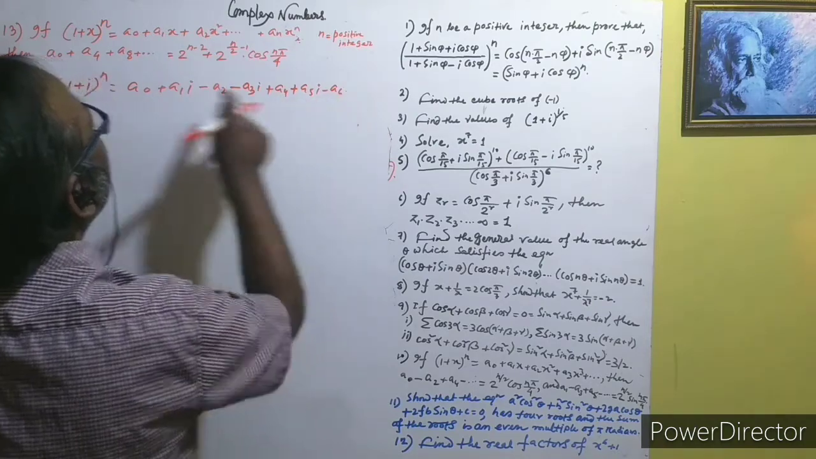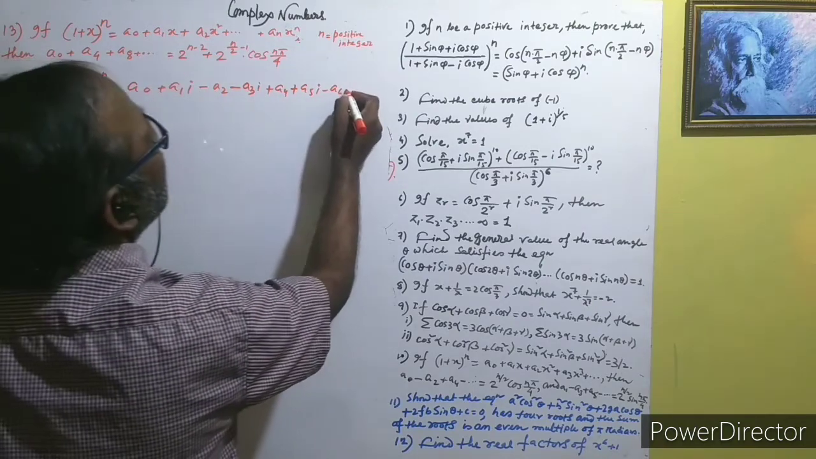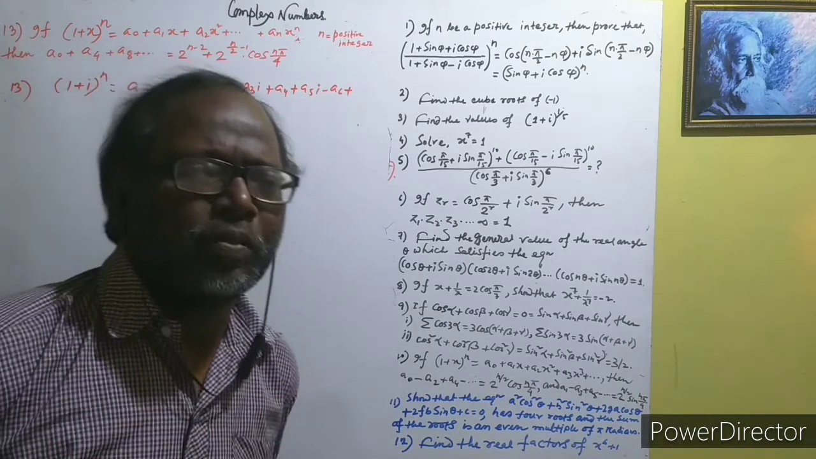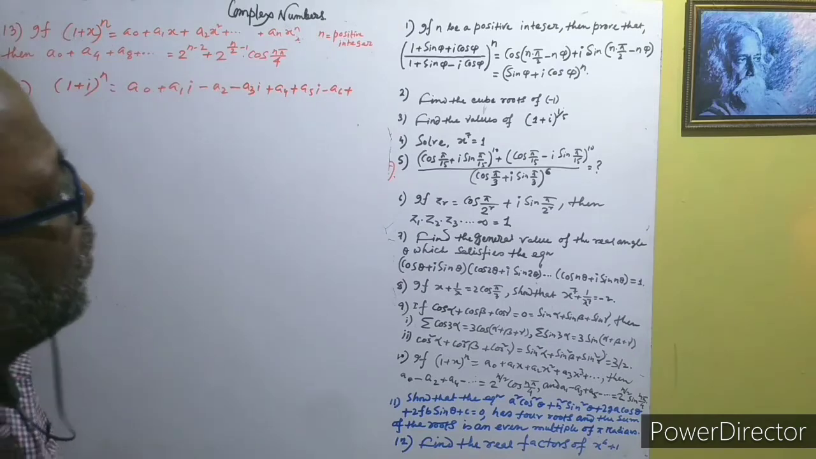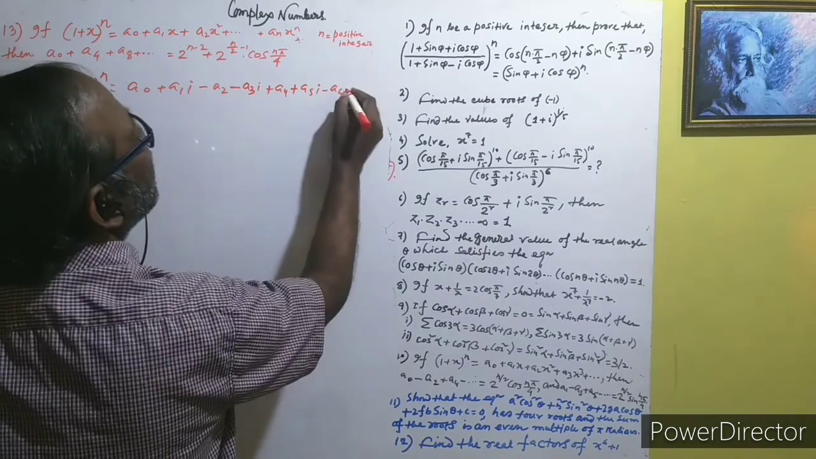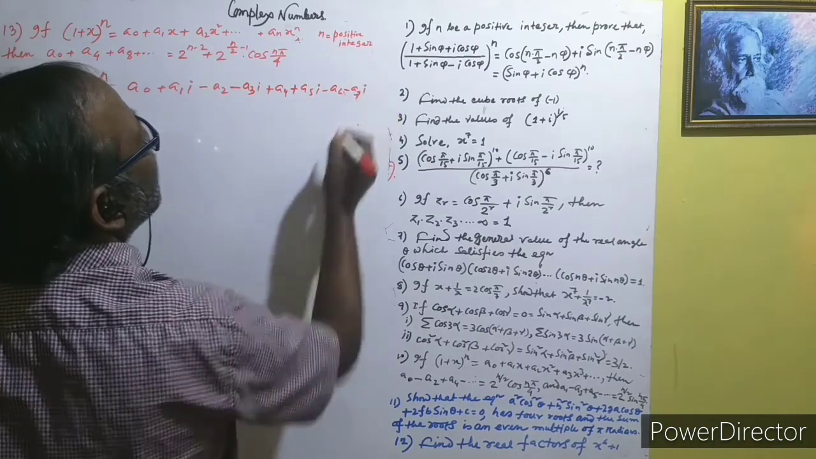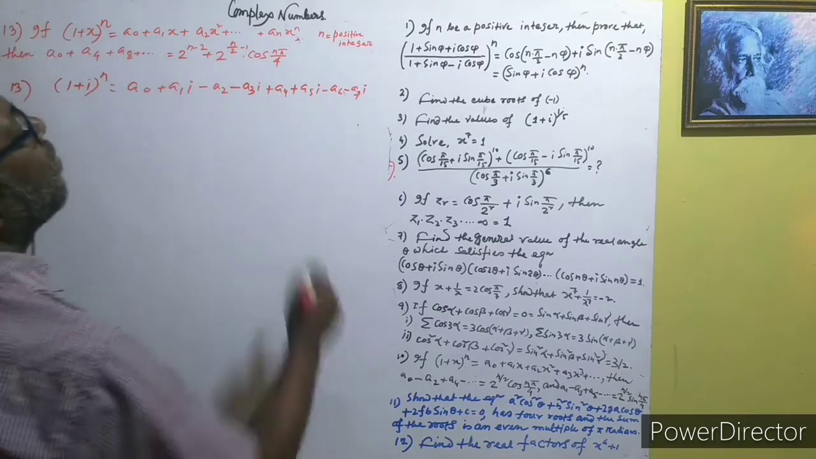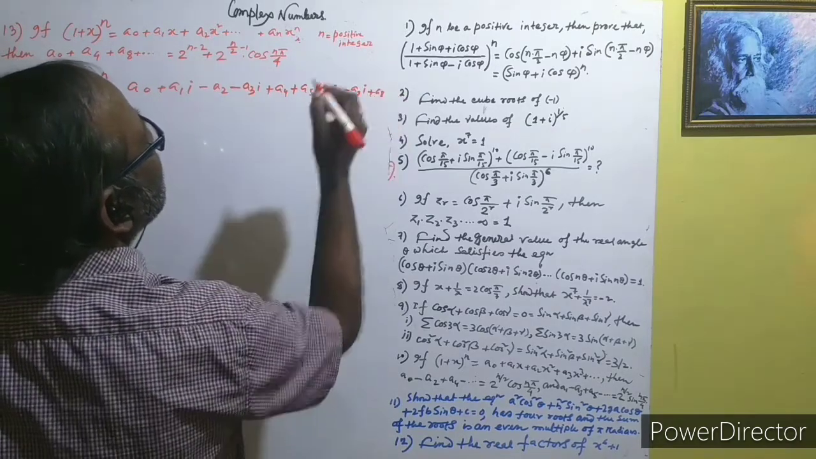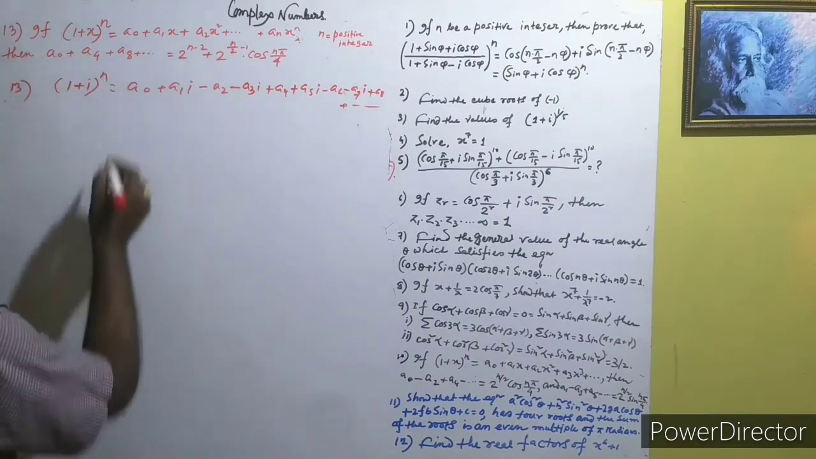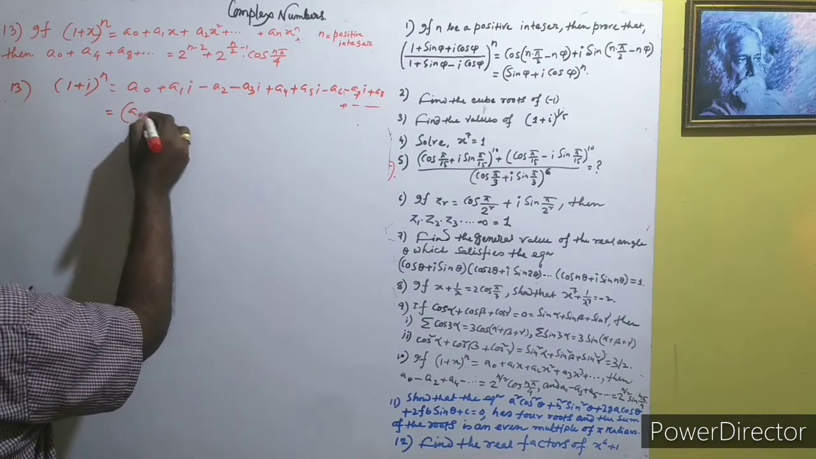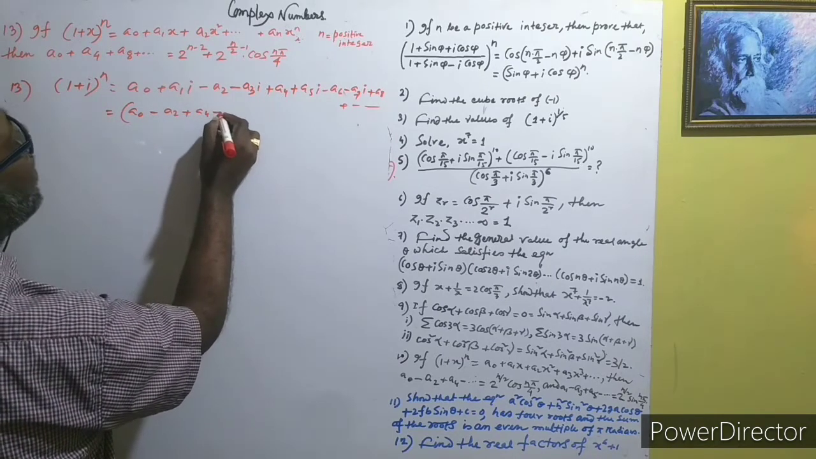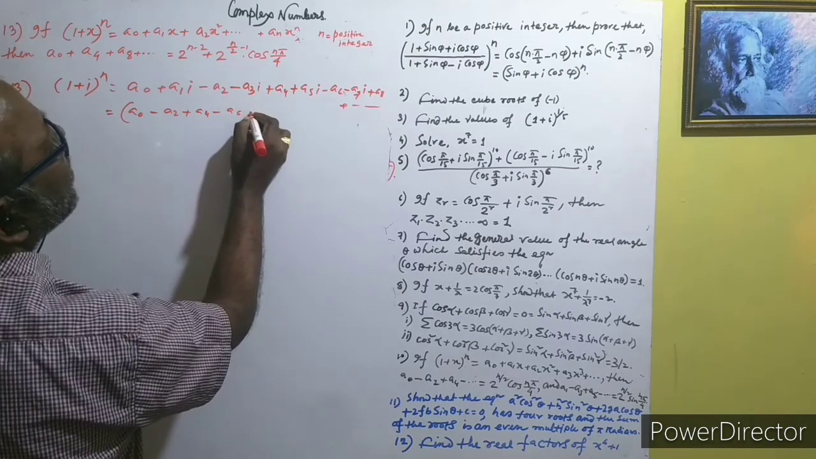We go up to 8. Then i to the power 7 is i square whole to the power 3, this is minus 1 into i, so minus a7 into i. In case of i to the power 8, that is plus, again plus, so we get plus a8. Now see here, compare the real and imaginary parts, so we separate real and imaginary here.